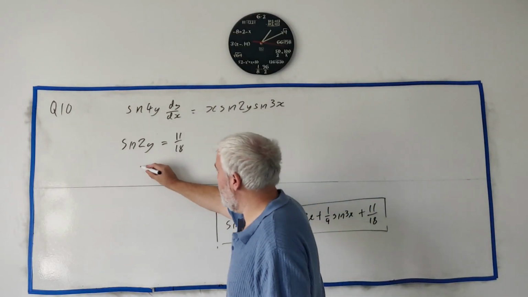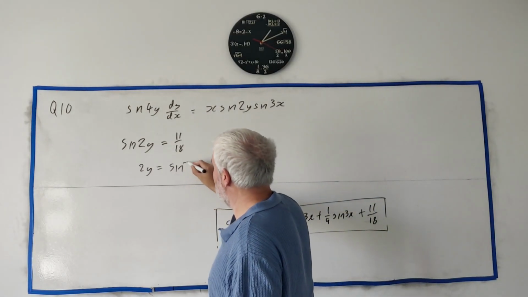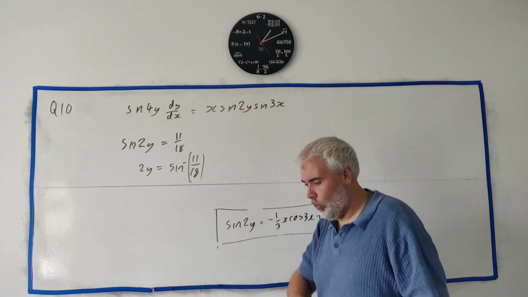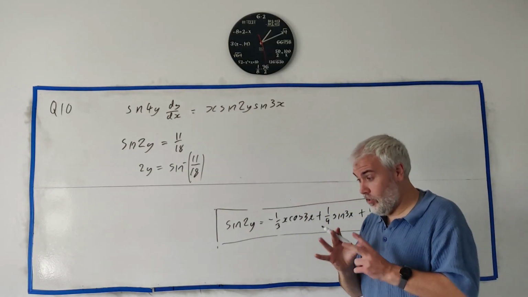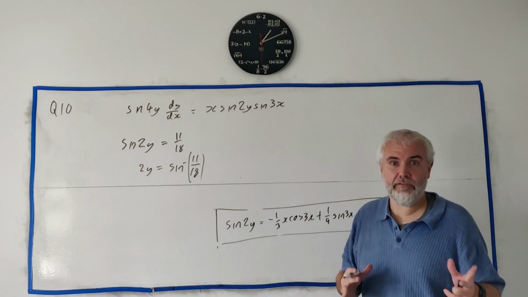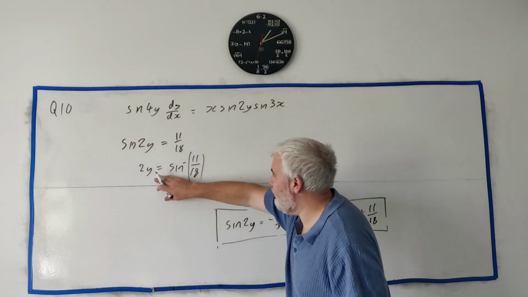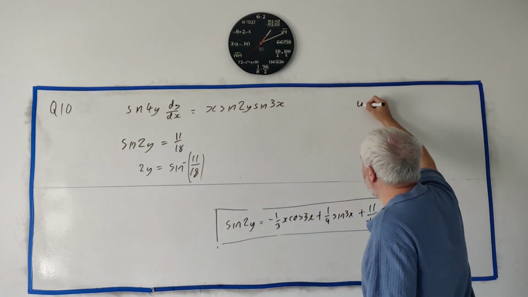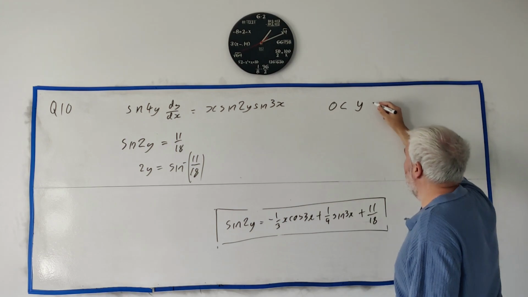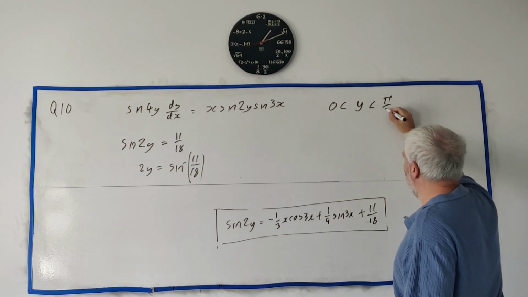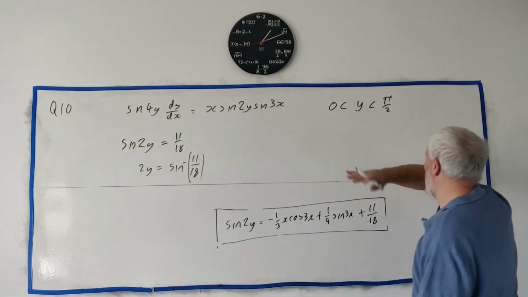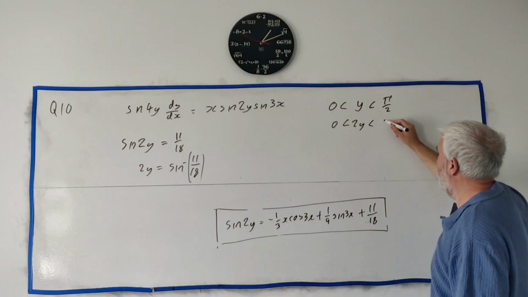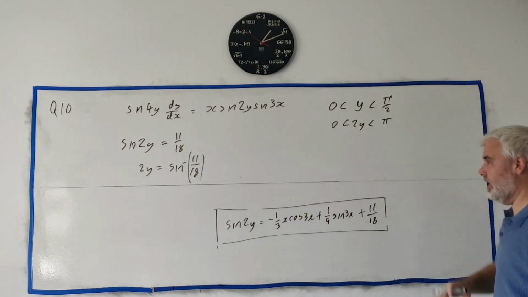Find out what y is. We saw this: 2y is equal to the inverse sine of 11 over 18. But let me stop you there. This will give you an answer, of course. But remember, your calculator is stupid. It'll only give you one answer, and it might not even be the right answer. Whenever you do this inverse sine or inverse cosine, I want you to think about the question. They told you the answer has to be between 0 and pi over 2. This is 2y though. So one way to do it would be to realise that 2y has to be between 0 and pi.